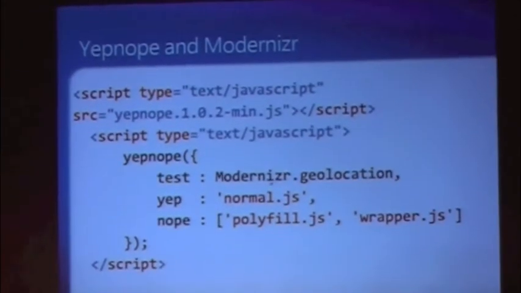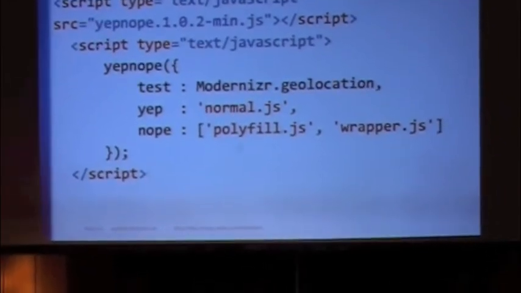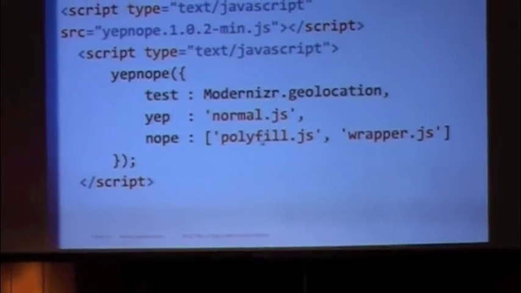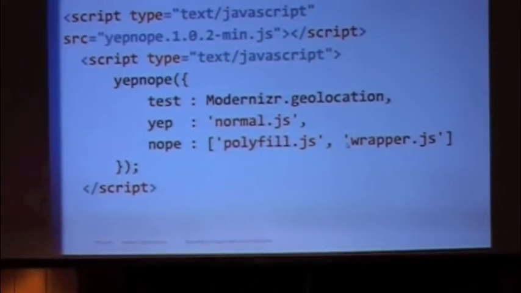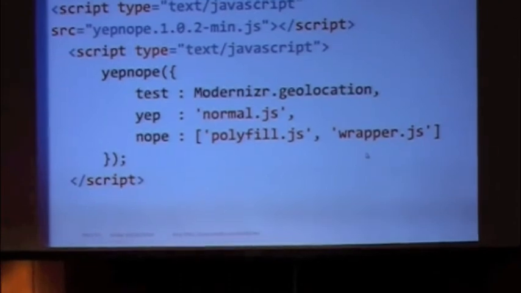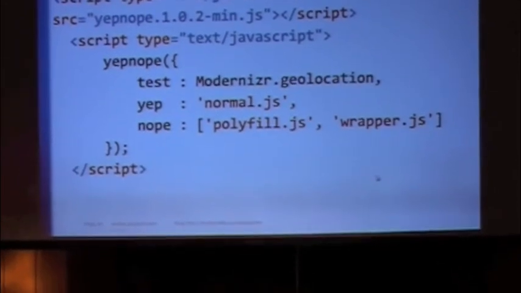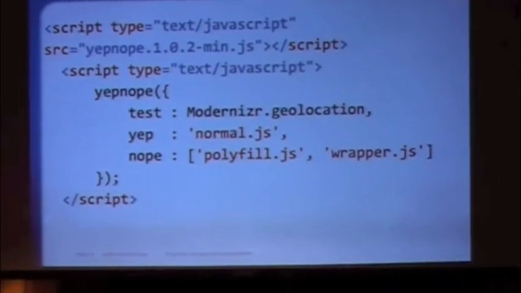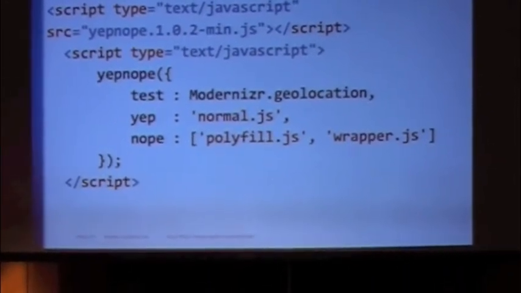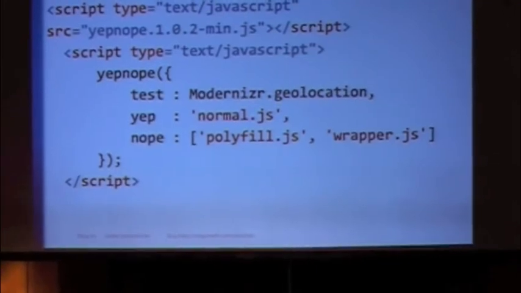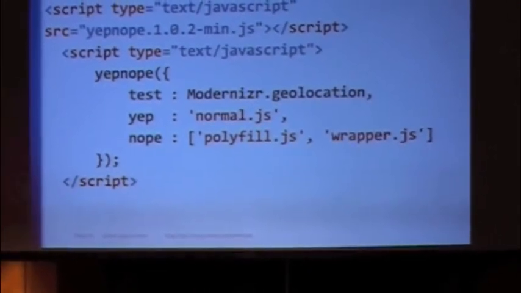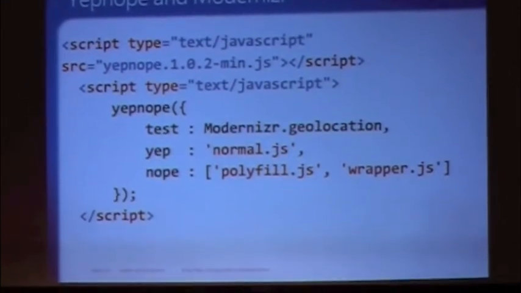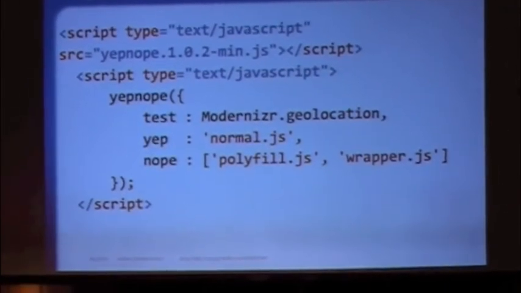Now, if the geolocation is not supported, then you get a nope response. Then in that sense, you are going to look for a geolocation polyfill. You're going to look for that, and then maybe you will look for another wrapper JavaScript to resolve the problem. Right? So that way, what you see is you're using YepNope and Modernizr. You actually could have much better control over which particular JavaScript library or resource you want to load. Hence, it will help you to improve the performance. Isn't that cool?